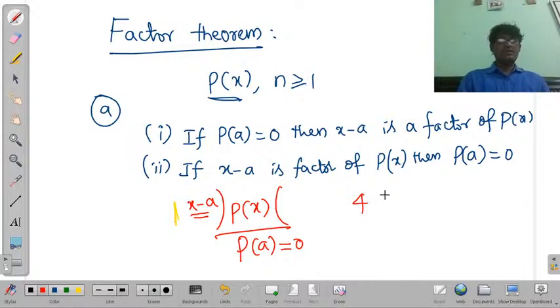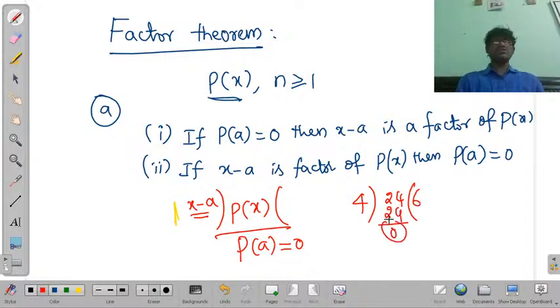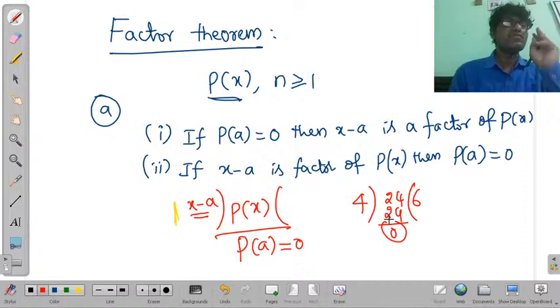Okay. If we take any number, something like 24, and divide 24 by 4, we get 4 times 6 is 24 and the remainder is 0. In this case, we say that 4 is a factor of 24. Why? Because we got the remainder 0.